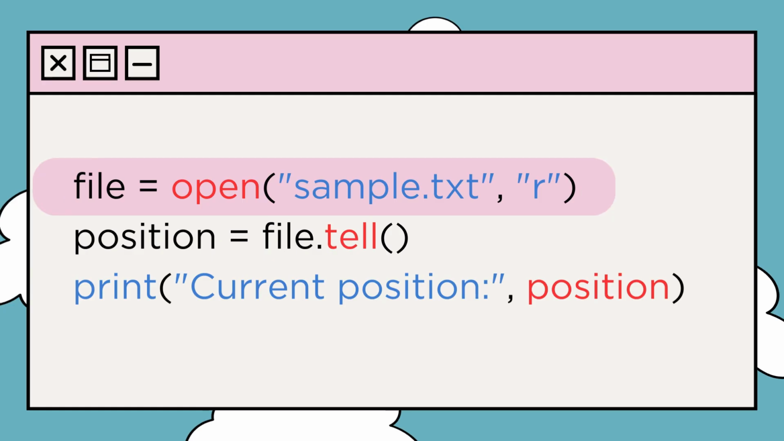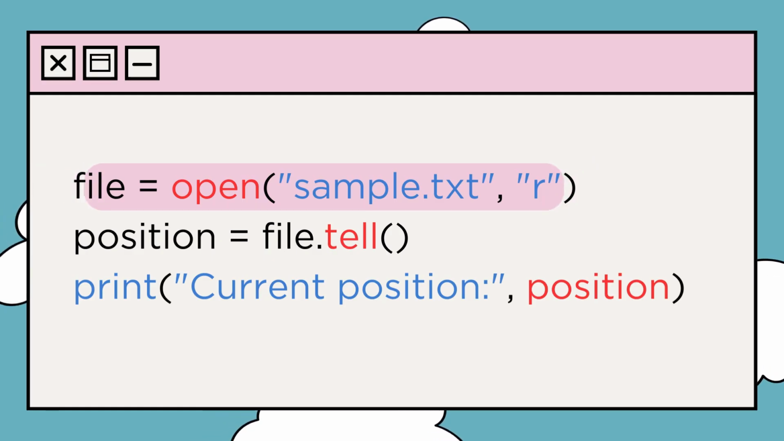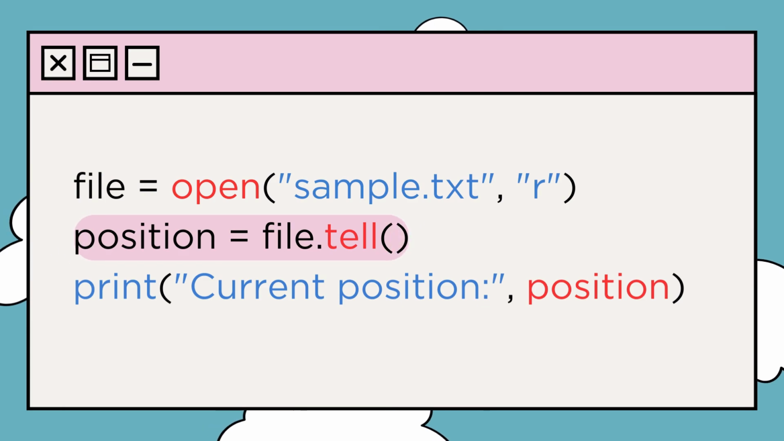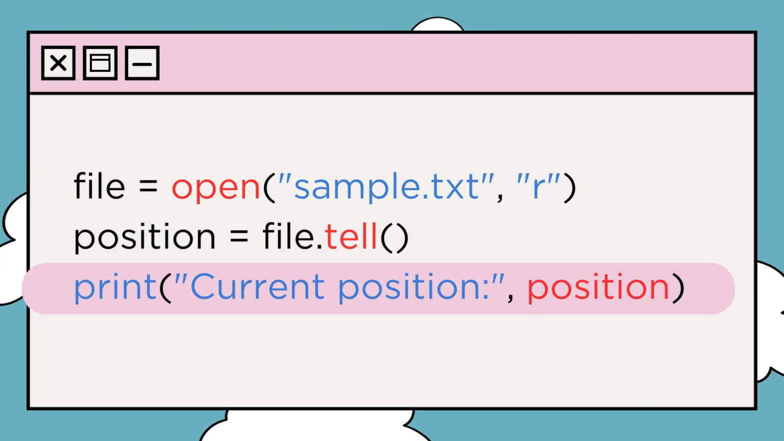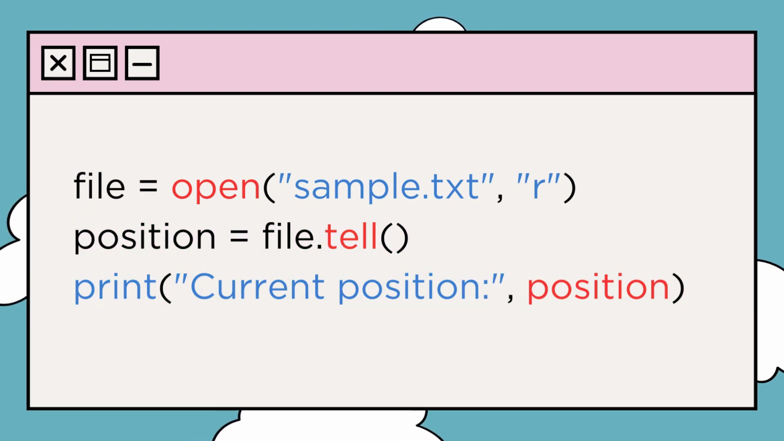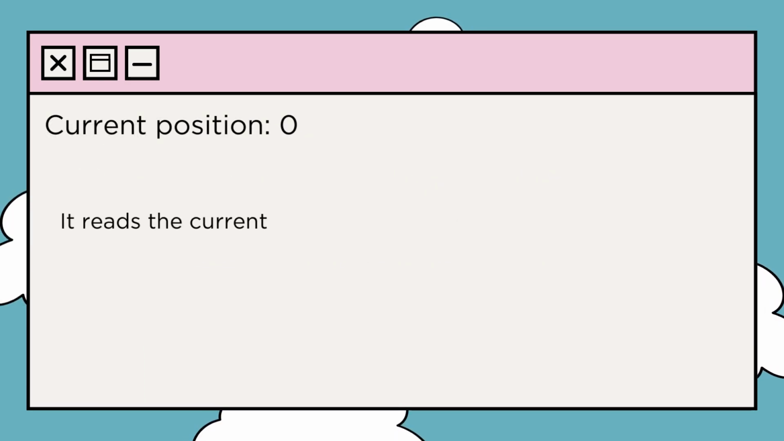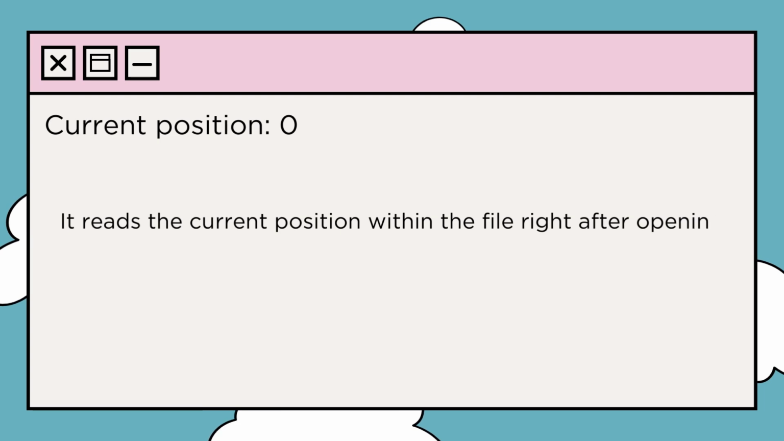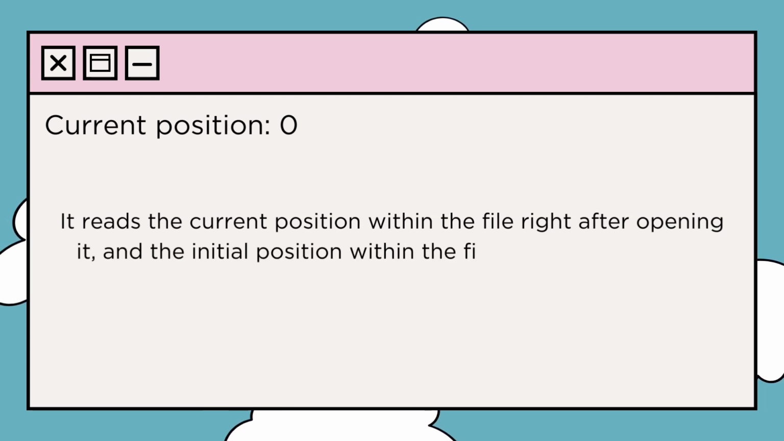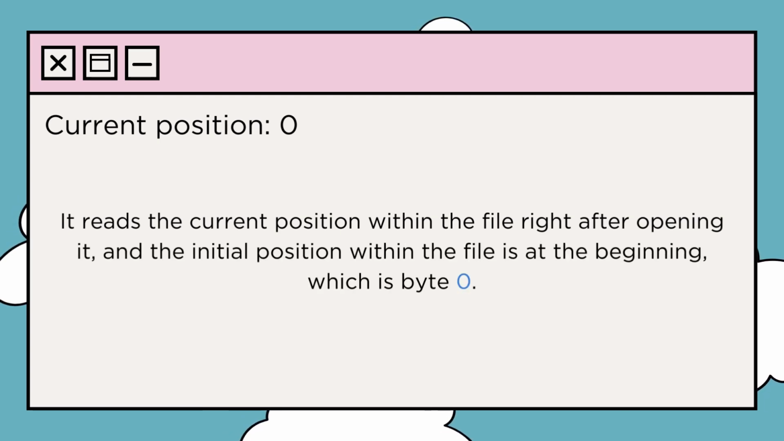For example, if you open a file called sample.txt in read mode and use file.tell(), you'll get your current position within the file. Let's run this code and see what it gives us. The code returns 0 because it reads the current position within the file right after opening it. And the initial position within the file is at the beginning, which is byte 0.